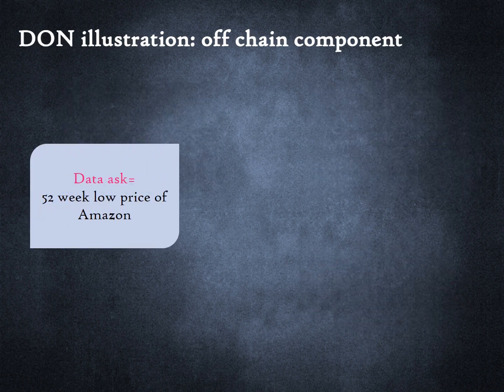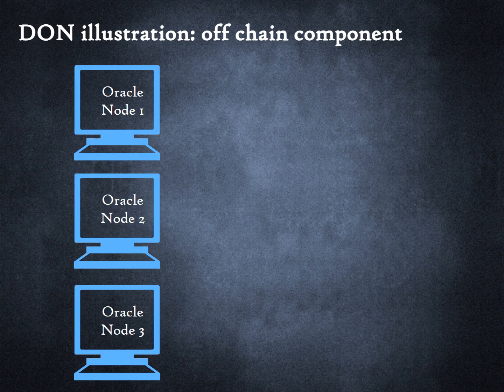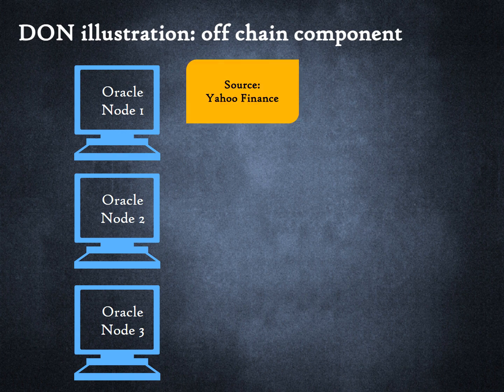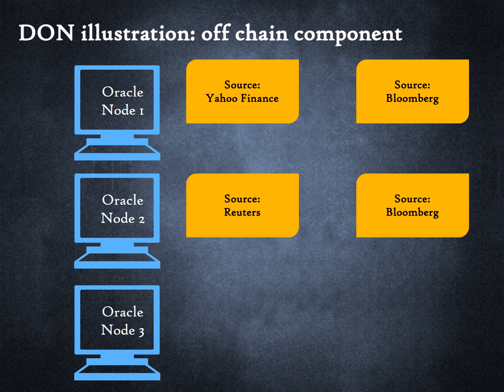In this illustration, the data requested is the 52-week low stock price of Amazon. Assume there are 3 oracle nodes that specialize in procuring financial information. Note that these nodes or computers are not part of the blockchain network, but they can communicate with the blockchain. In our example, Node 1 procures information from Yahoo Finance and Bloomberg. Node 2 procures information from Bloomberg and Reuters. Node 3 procures information from a startup called TickerTalk.